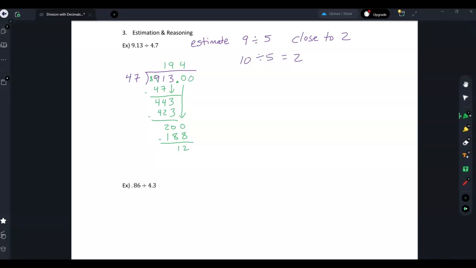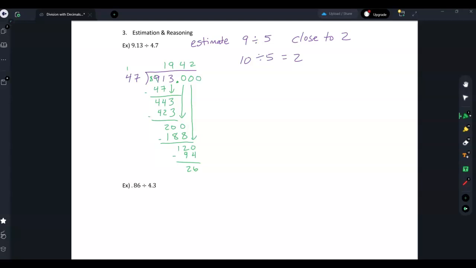Since my remainder is not 0 yet and I don't see anything repeating, I'm going to attach another 0 and bring it down. 47 will go into 120. I'm going to guess 2 times, maybe 3. Let's see if 2 works. 2 times 7 is 14. 2 times 4 is 8 plus 1 is 9. If I subtract, I get 26. So that worked because 94 was smaller than 120 and 26 is smaller than 47.